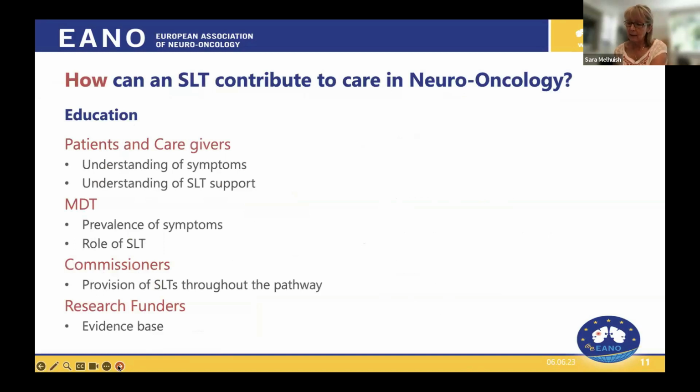For education, I really believe we need to think beyond the patient, caregivers, and their healthcare MDT. Clearly, that's really important as they need to fully understand how we can help and support. But we need to educate commissioners of healthcare services as to our role and value. That way, people with brain tumours will have access to our services. We also need to educate funding bodies to enable badly needed research, providing a more robust evidence base for our role and intervention within neuro-oncology. Quite a big ask, I know.